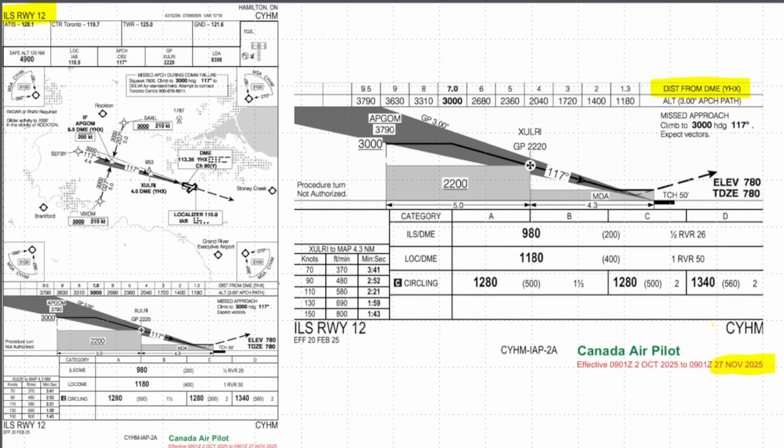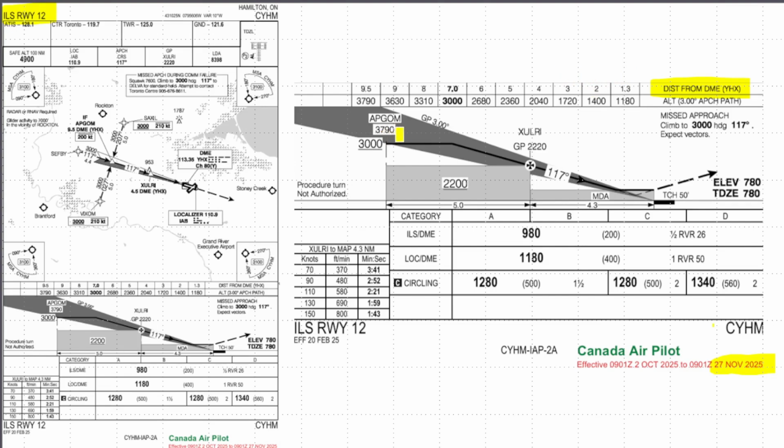We don't actually need DME for this approach. It's not required. It could be paired with the ILS to give distance information, but if we were just planning to do the ILS, we know our ILS system is working. We know we're going to get localizer and glide slope identification. I wouldn't worry about that too much.